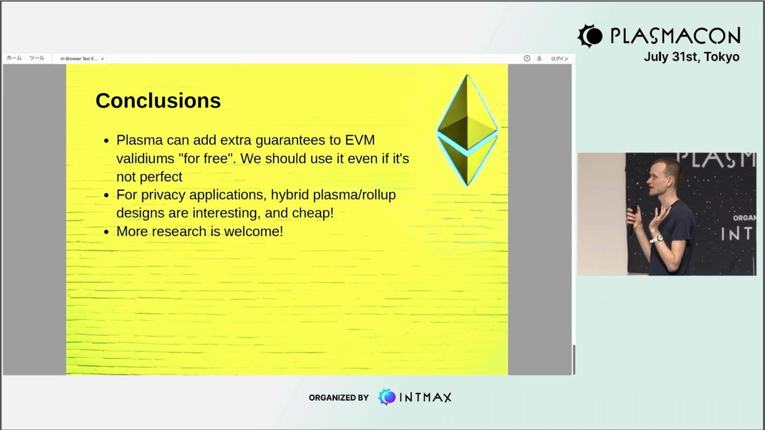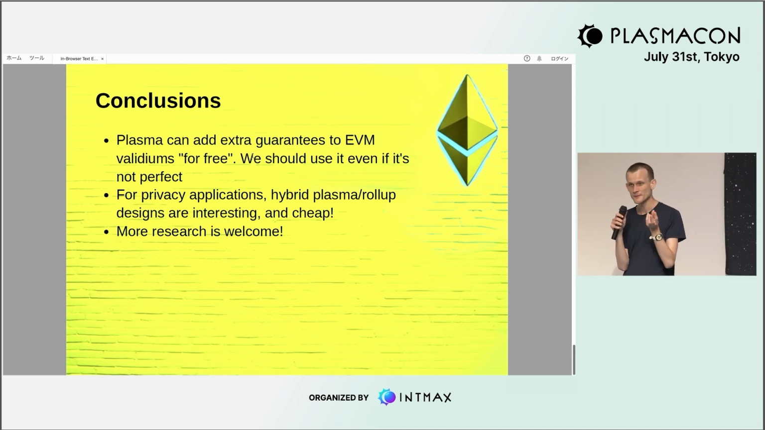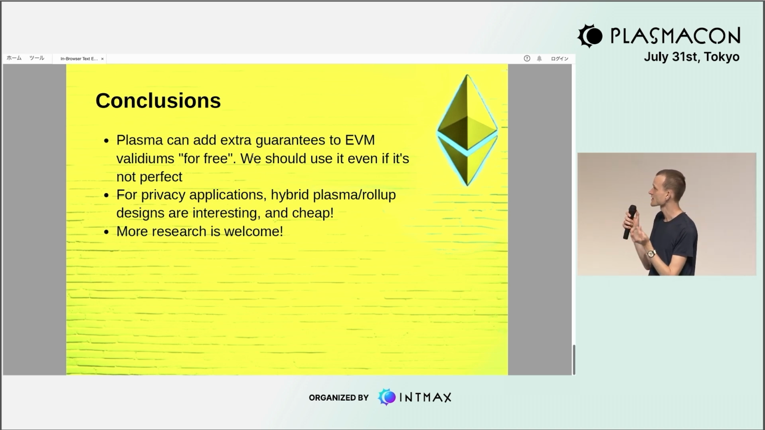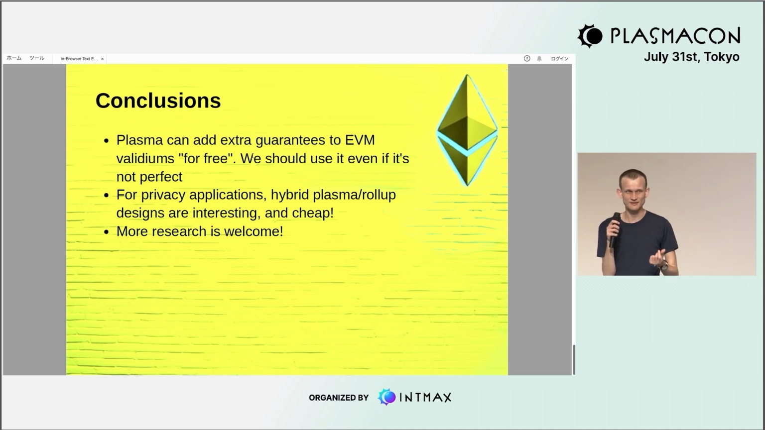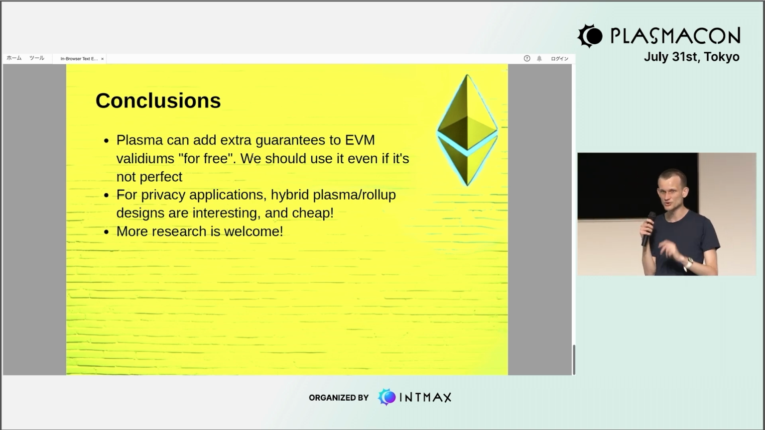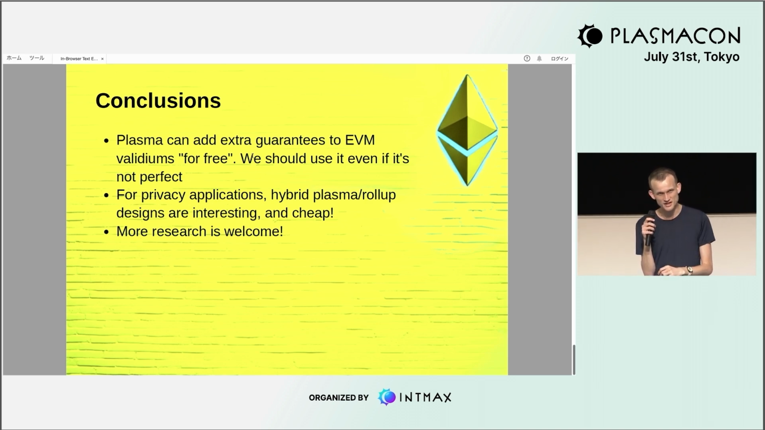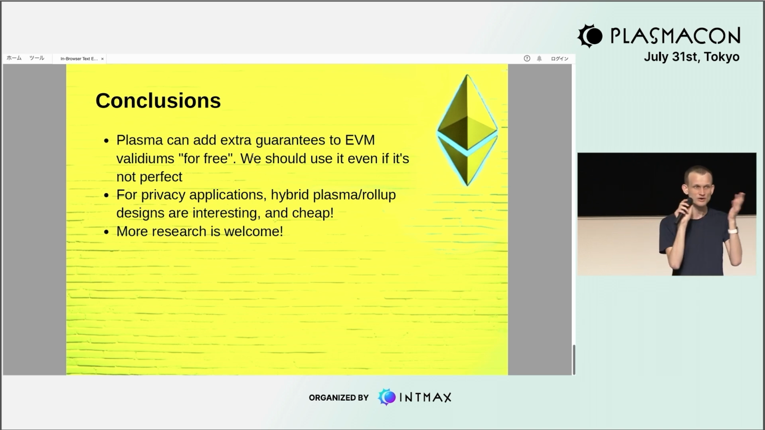So what are some of the conclusions here, right? Basically, I think about plasma as a way of adding extra guarantees to existing EVM validiums for free, right? So a lot of the Ethereum L2 rollup providers that we see today are already taking a hybrid approach, right? They're basically saying, we operate one version, which is a rollup, and then we operate another version, which is without on-chain data availability, right? So, you have Arbitrum, you have Arbitrum Nova, you have Polygon zk-EVM, and so on and so on.